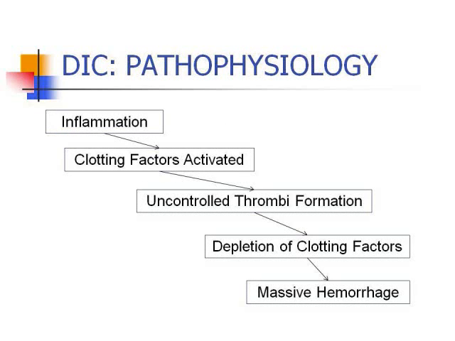With DIC, some sort of inflammatory process has triggered the clotting factors. They're activated, so we see uncontrolled thrombi formation. Maybe they're little tiny things, maybe they're larger, but the bottom line is there's a depletion of the clotting factors, so we have massive hemorrhage.